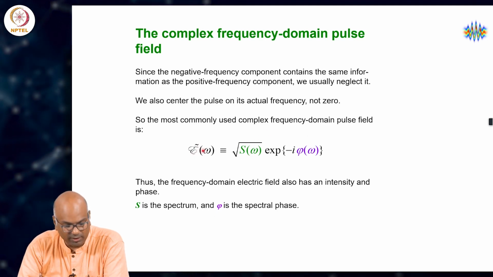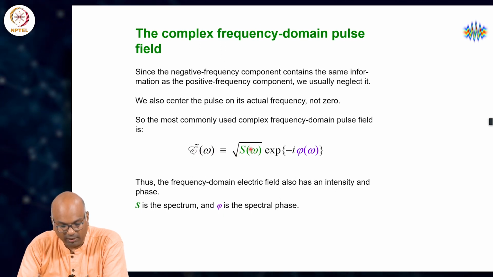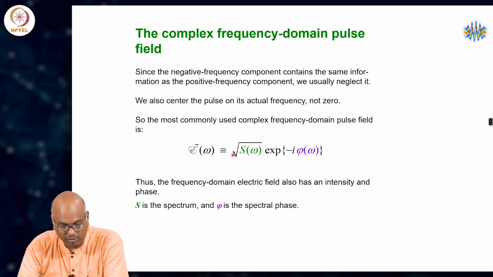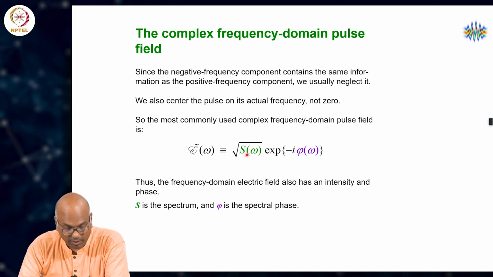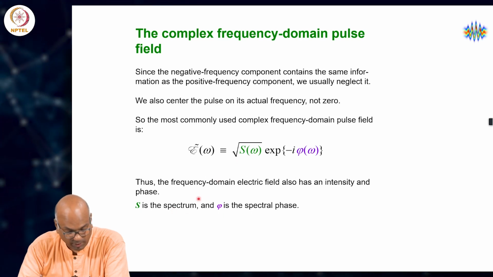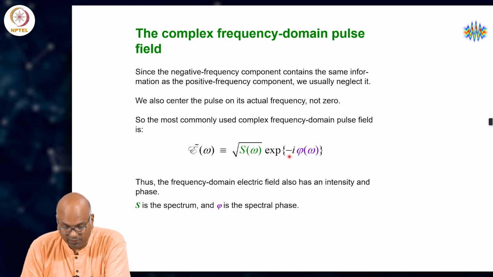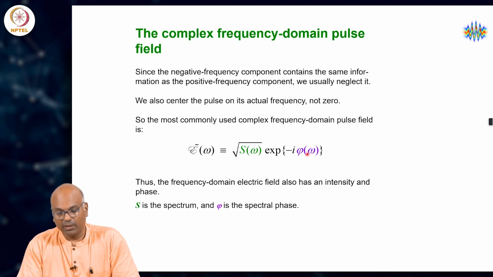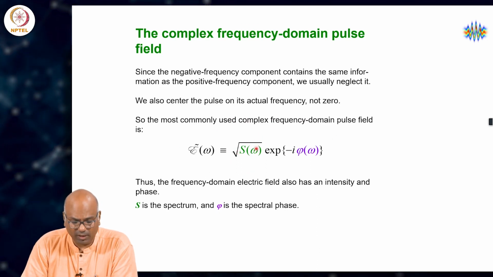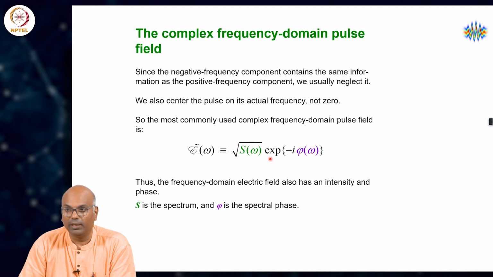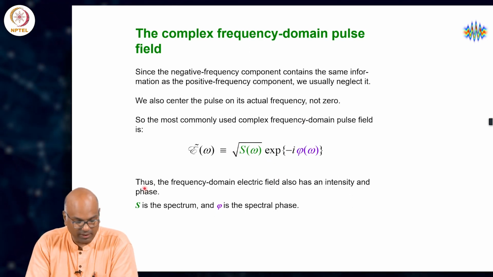and the most commonly used complex frequency domain description of the pulse field, E tilde, is simply the square root of the spectral amplitude, the square root of S of omega. S of omega is the spectrum of the pulse, or the power spectrum of the pulse, and we have the phase factor e to the i phi of omega. So, now this looks like the absolute value of a complex number multiplied by the phase, okay, a standard complex number form, which we are really comfortable with.